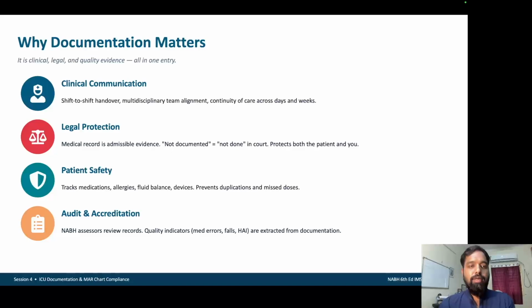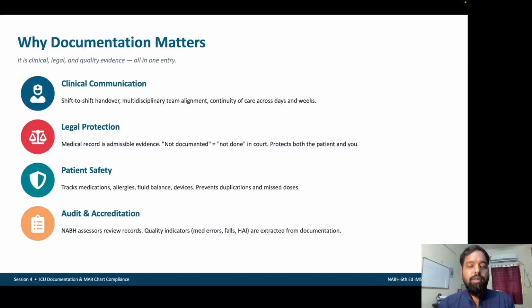Clinical communication. It provides shift-to-shift handover, multidisciplinary team alignment, and continuity of care across days and weeks among all the clinical updates regarding the patient. It also provides legal protection. Medical record is admissible evidence. If it is not documented, it is equal to not done in court. It protects both the patient and you, and it provides patient safety by giving medication tracking records, allergies, fluid balances, devices used, and it prevents duplications and missed doses.